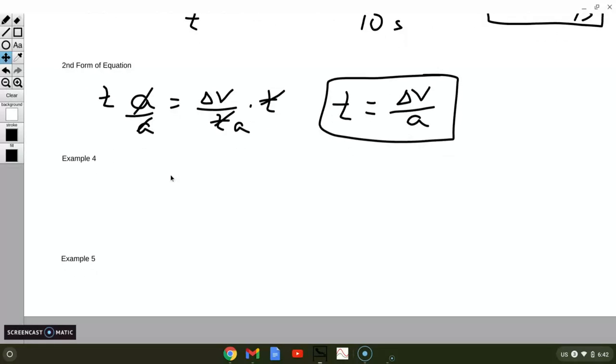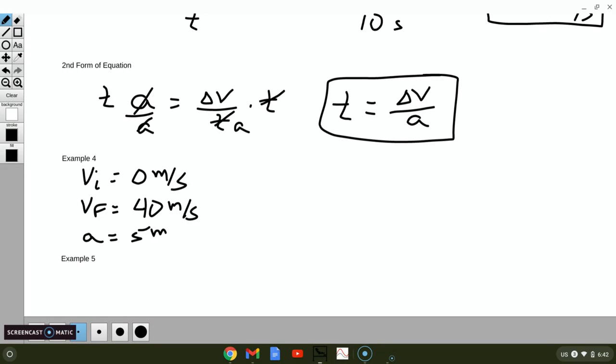So let's try example number 4. Okay, so example number 4 is a car that was at rest accelerates at 5 meters per second. How long will it take to reach a speed of 40 meters per second? Here our initial velocity, remember, was at rest at 0 meters per second. The final velocity, that's how fast we were going at the end, is 40 meters per second. And then they tell us the acceleration is 5 meters per second.